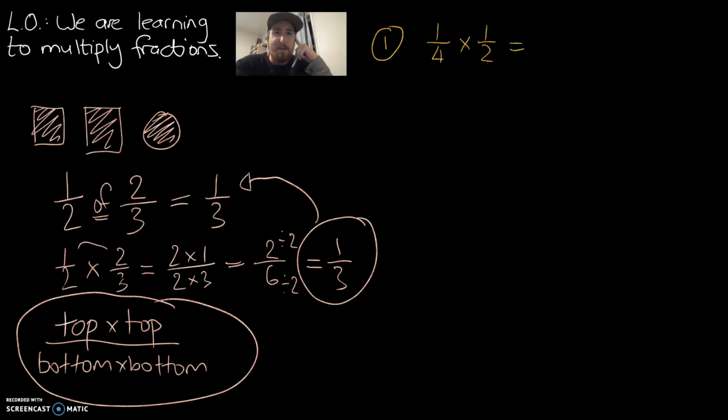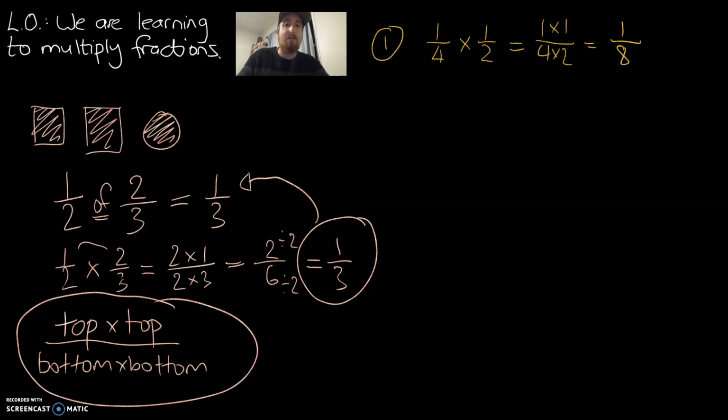Do you remember that rule that we just looked at down the bottom? Top times top. Well, that's going to be 1 times 1. And then we've got bottom times bottom. Well, that's going to become 4 times 2. And then if we do that maths in our heads, 1 times 1, well, that's 1. Perfect. And down the bottom, 4 times 2, well, that's going to become 8.